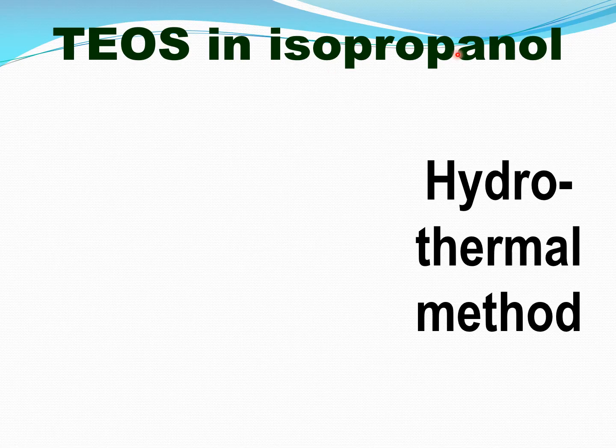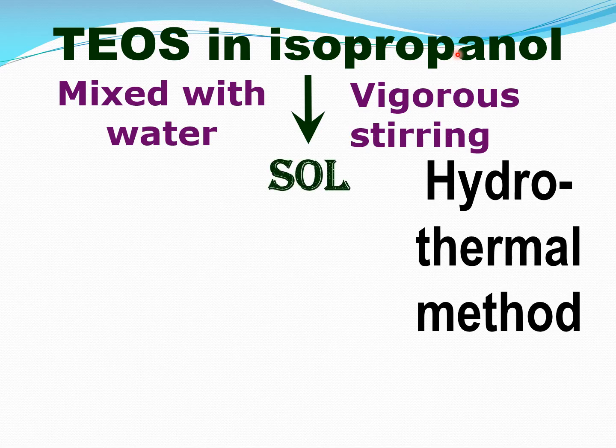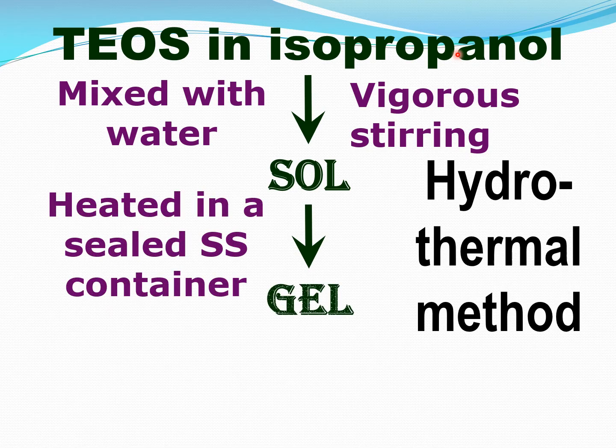To this we add a precipitating agent. Here the precipitating agent is water. Add water slowly with vigorous stirring, and you get the silicon hydroxide salt. Then what you do is transfer this salt into a sealed container, a stainless steel container, and heat it. When you heat that, it gets converted to the gel.